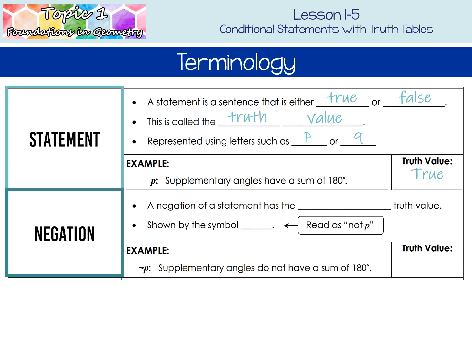Negation. A negation of a statement has the opposite truth value, and we use that with this symbol. That is a negation sign. You would read that as not P or not Q, whatever the situation is. The example below is not P. So we're using the P that's up above. Supplementary angles have a sum of 180 degrees. Here's not P. Supplementary angles do not have a sum of 180 degrees, and that would be false.